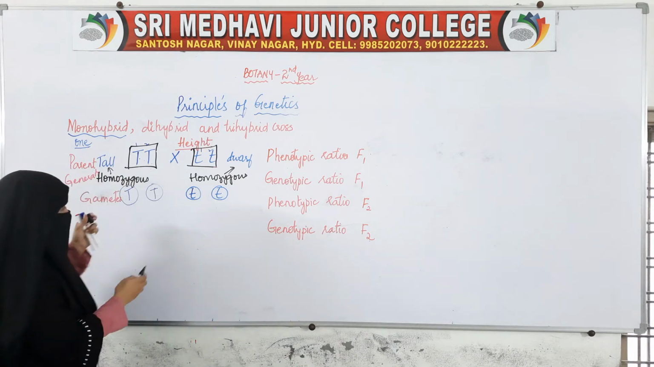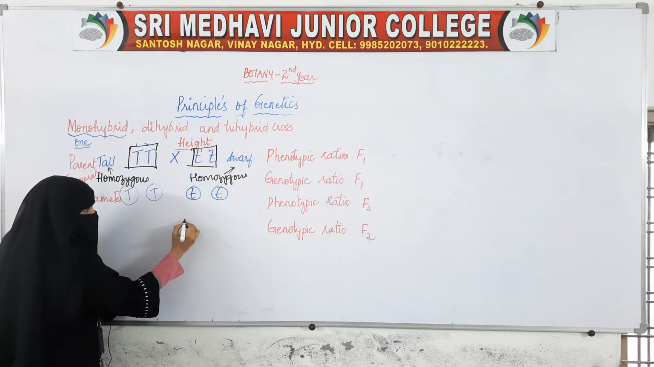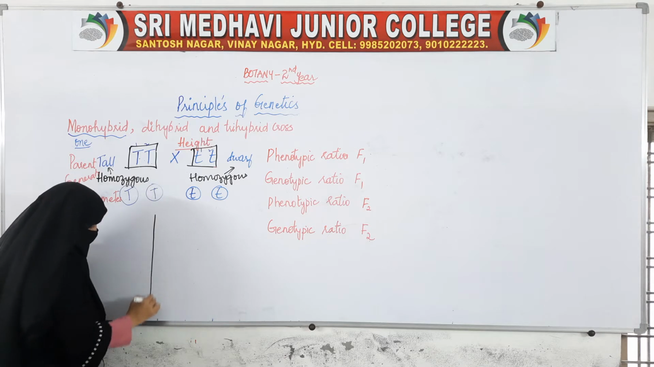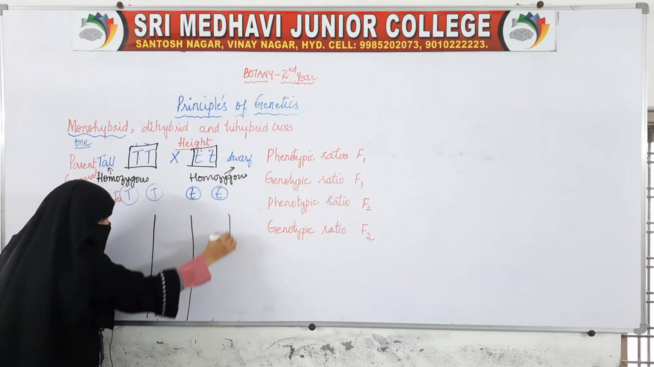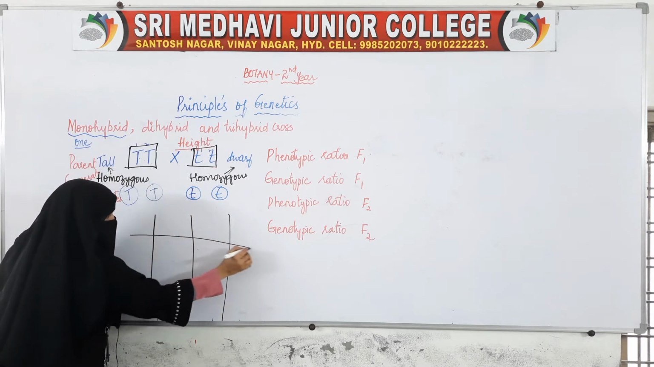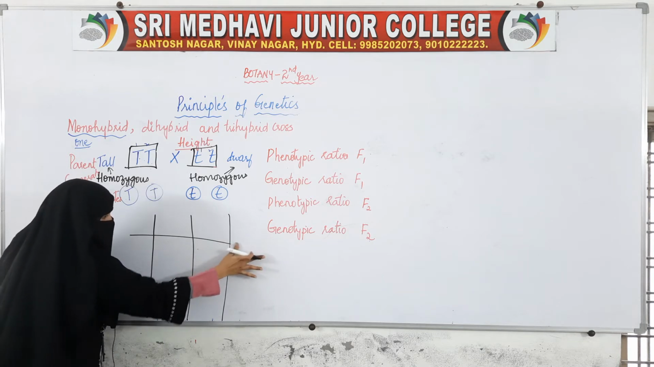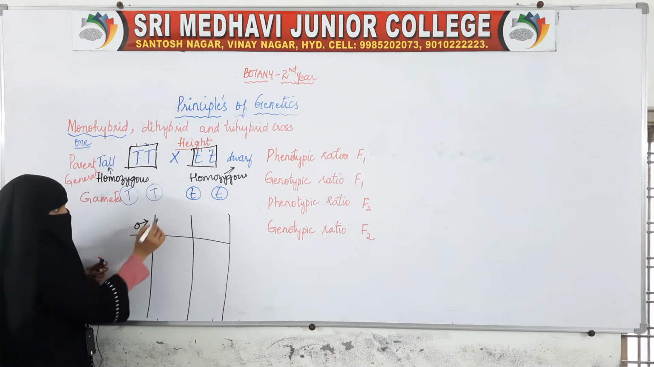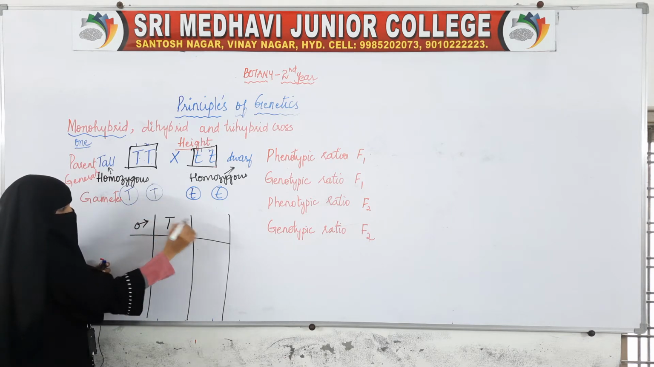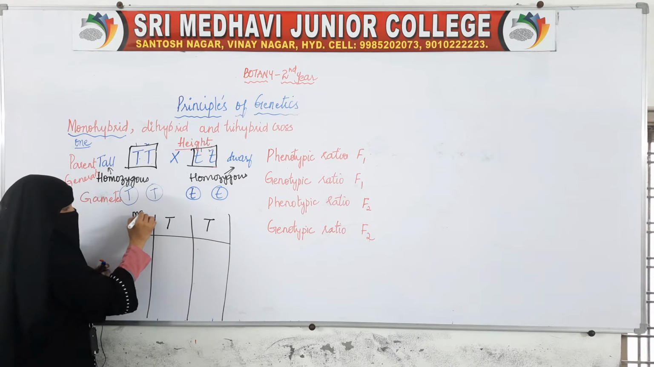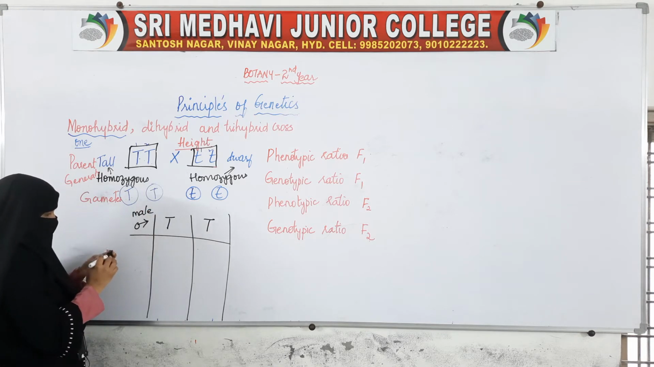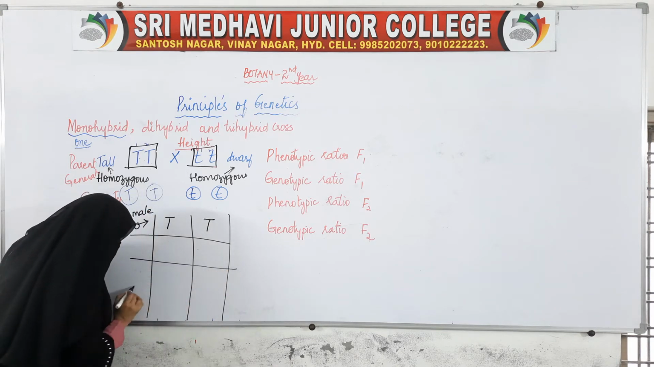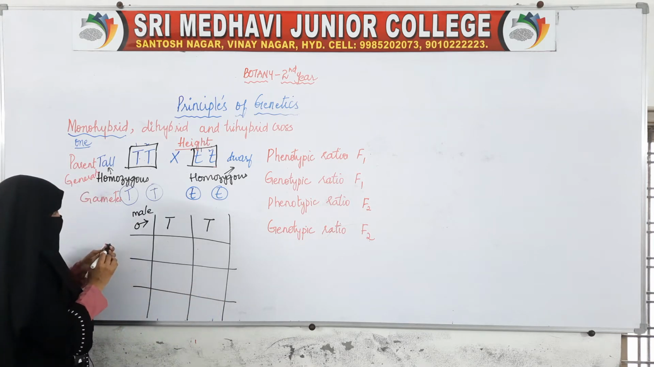For example, in the Punnett square, on this side we are taking the male gametes, that is T and T, T and T. These are the male gametes. Now on this side we take, wait, I will write this like this.